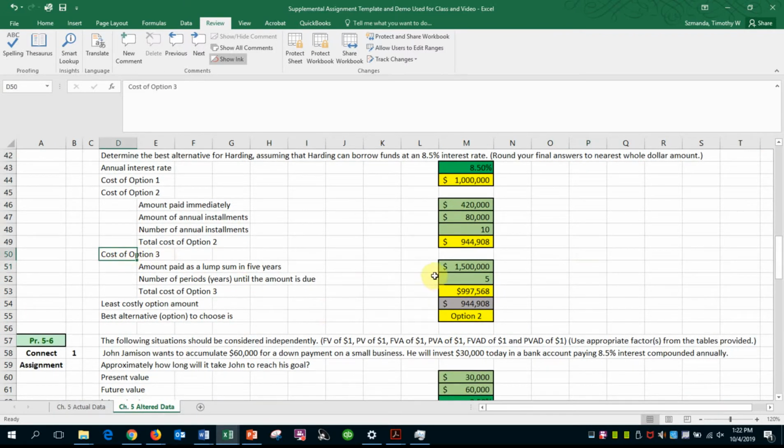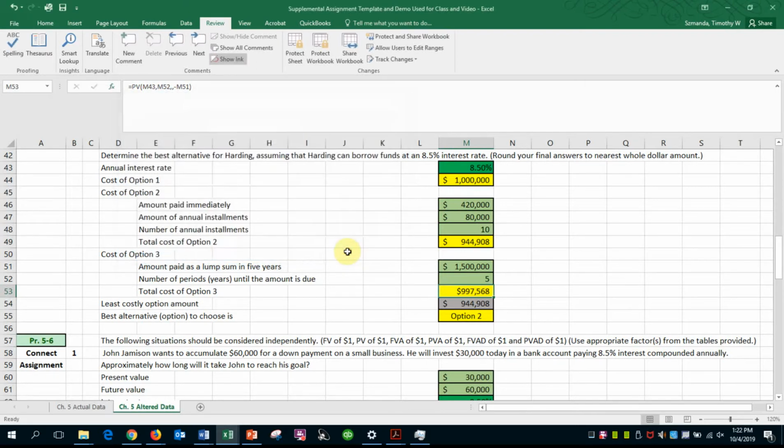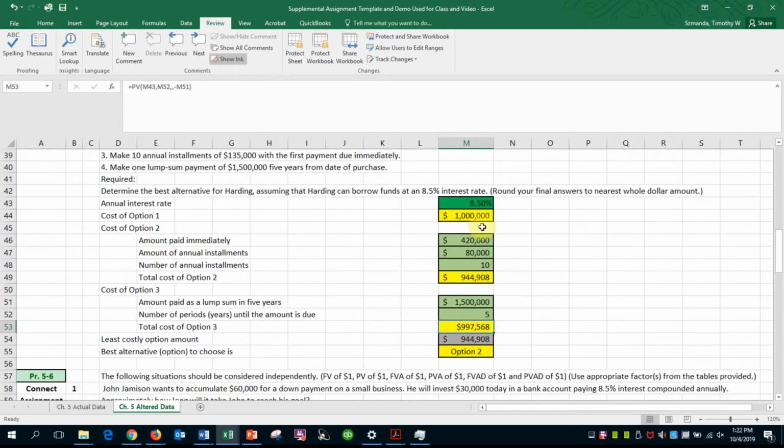And then finally, option 3, we're going to pay $1.5 million, but not for 5 years. So that's the present value of a lump sum. So we'll take at 8.5% using my interest rate or discount rate. Number of periods 5, and then the future value is negative 1.5 because we're going to pay that in 5 years. So what is the value of that negative 1.5 million today? We're going to have 997,568 using my numbers. And then of the 3, we'll select the one that's the least costly. And in this case, it's option 2.